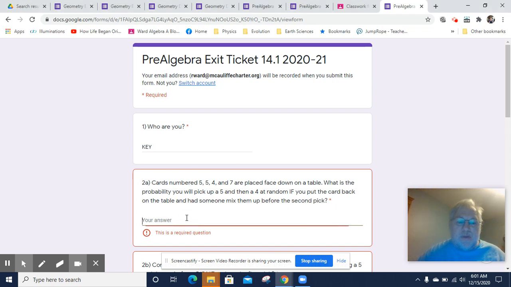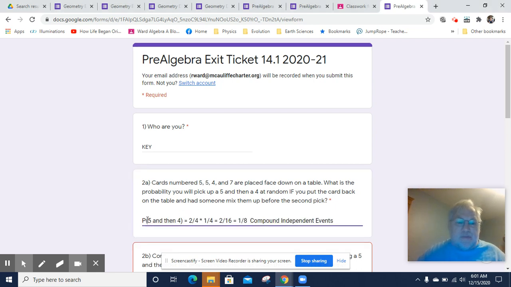So that is going to be this. So there's a probability of 5 and then a 4. So these are compound independent events. It's compound because there's more than one thing that has to happen. And it's independent because the second event does not depend on the first event because we put the card back in.